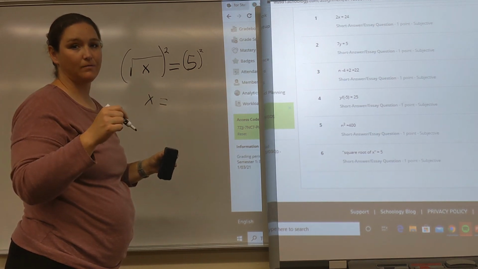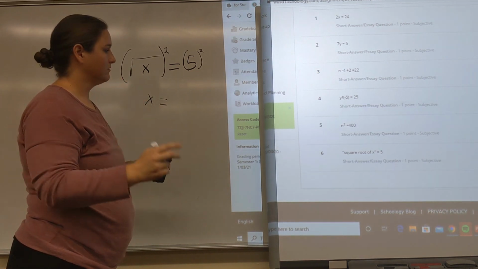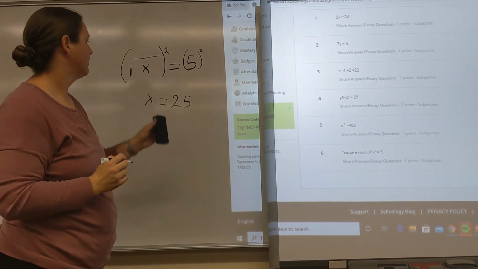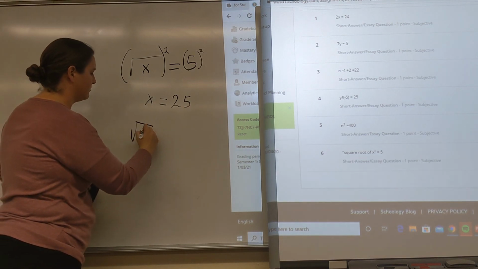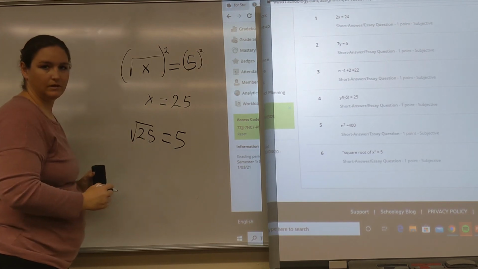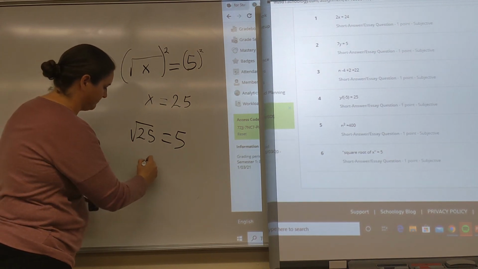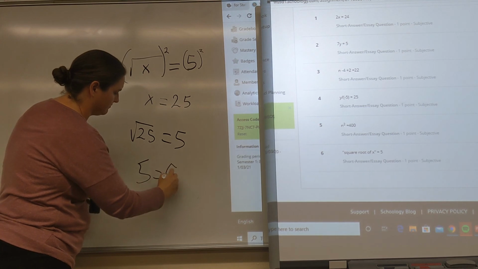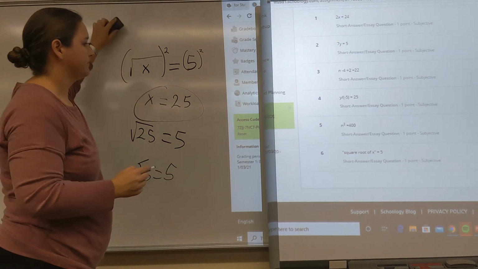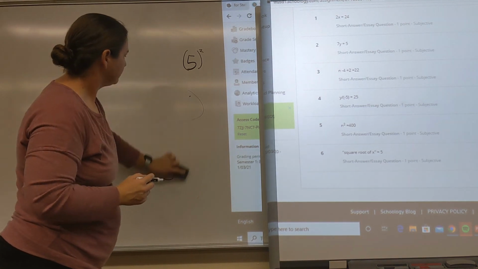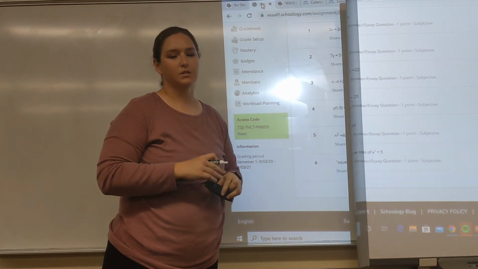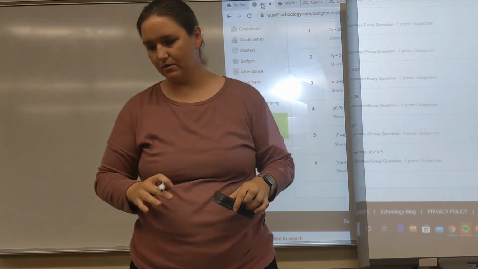What is 5 squared? What does it mean? 5 times itself. So 5 times 5 is 25. Let's check it. Square root of 25 equals 5. Is the square root of 25 5? Yes, it is. Okay, so our answer, 25. All right, let's do a couple other ones. We're just going to keep doing review. We're just going to keep focusing on these.